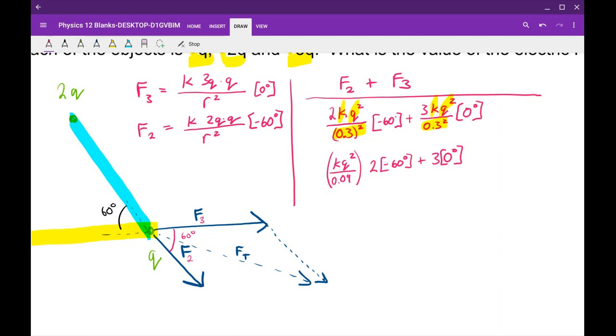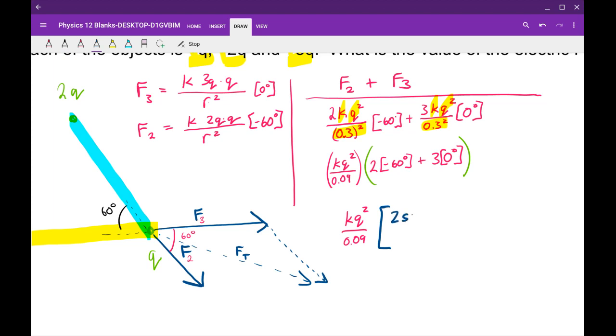So now this whole expression right there is a vector addition. It's a vector addition, and so I'm just going to go ahead and add those. Well, how do I add these? Let me rewrite this. So it's kq squared over 0.09. And then my vector addition, I'll write it in green here. Where's my green? Well, I'll write it in blue.